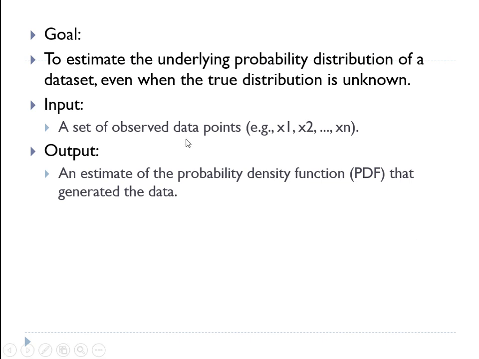Now, what are the inputs for density estimation? We give a set of observed data points, like x1, x2, up to xn. That's what we did in the graph. In the example when I just started the session, we had some data points on the x-axis, and what was the output that we got? We got a density estimate of the PDF that generated the data. So this is what we did in the example.